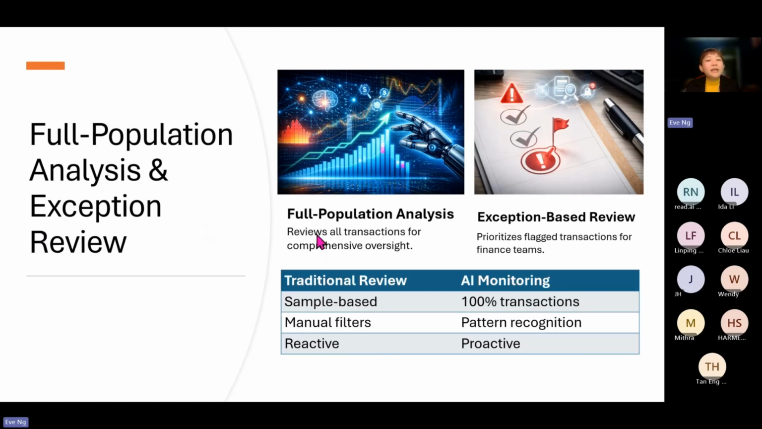If you compare a traditional review and the AI monitoring review, the difference is very clear. Traditional review is always sample-based. You pick a few samples, and from the samples, you do the monitoring and checking. However, AI monitoring evaluates 100% of your transactions. It will search all the data in the system according to the parameters that you have put in for the anomaly to be detected.